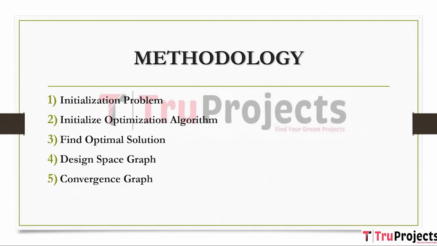Fourth module is design space graph. After finding the optimal solutions, this module visualizes the results in a design space graph. Fifth one is convergence graph. This module visualizes the convergence of the optimization algorithm during its execution.